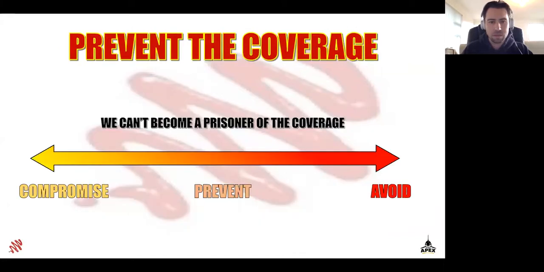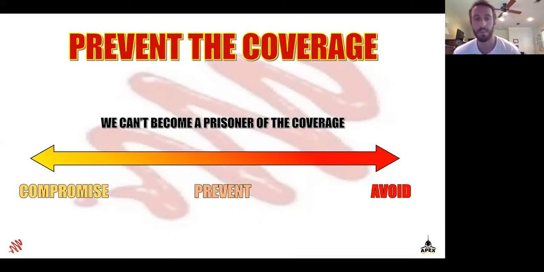All right, now shifting to preventing the coverage. We'll focus on this section before we shift to speaking about punishing the coverage. We talked about this continuum. So you can see here, when we're talking about prevent the coverage, we do not want to be a prisoner of the coverage. So you saw the example of the Trailblazers in year 1 versus the Pelicans. They end up being a prisoner of the coverage.